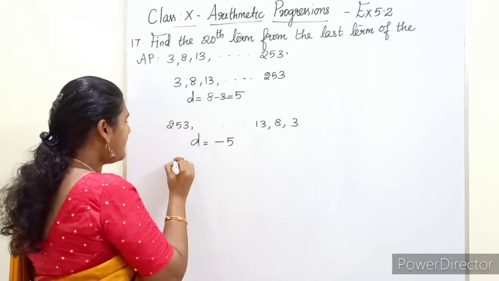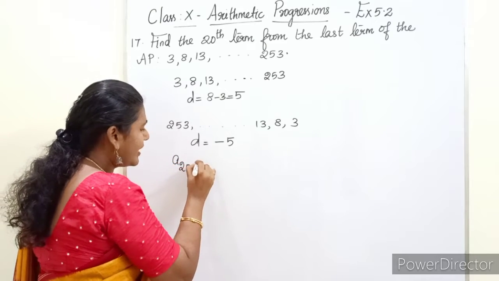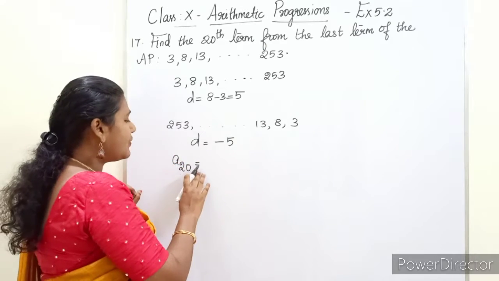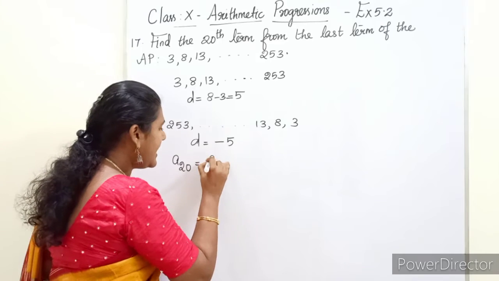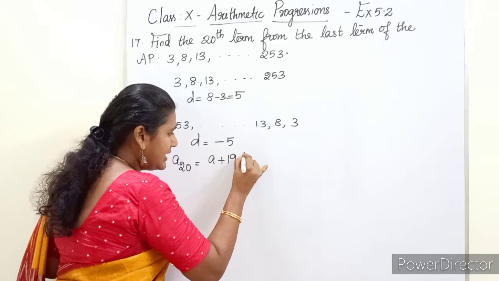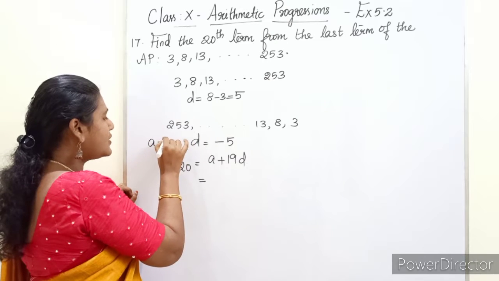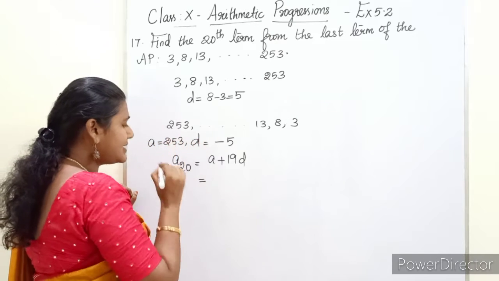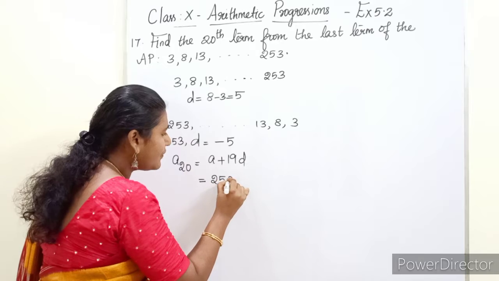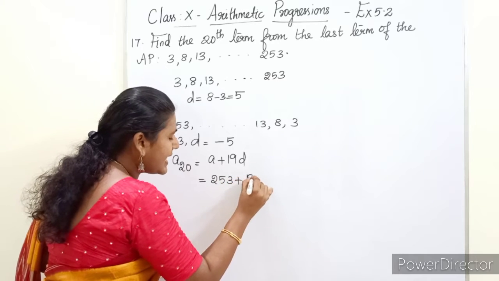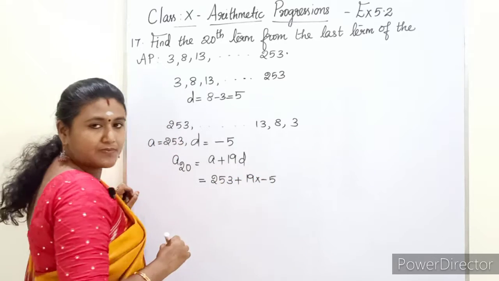So for this AP we will calculate A20. Okay, so you know the formula. What is A20? A plus 19D. So A is the first term. Here A is equal to 253. First term is 253. So 253 plus 19 into minus 5.